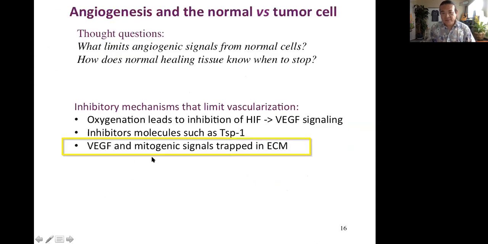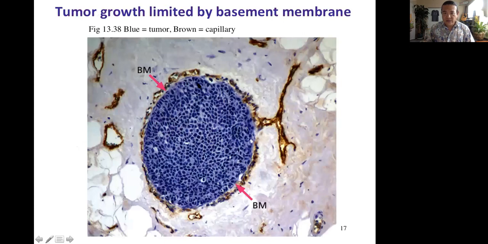A third mechanism is simply the fact that if you have an intact basement membrane and intact healthy stroma, then many of the mitogenic signals that are being released by cells to try to stimulate angiogenesis end up just being caught or held in the extracellular matrix. So that includes signals like VEGF. So here's a really nice image.